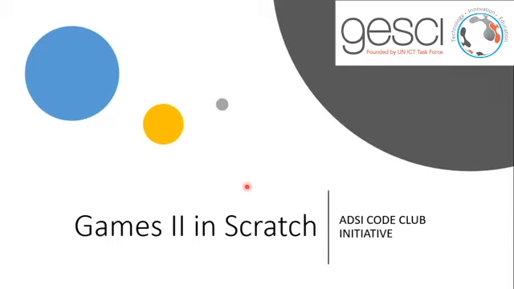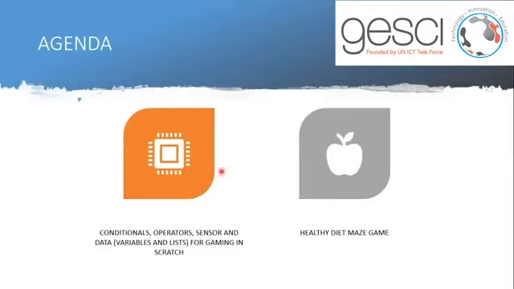Before we go into the game, I'm going to go back and do a brief review. Yesterday we looked at the control blocks that help us implement the different conditions we want in our game. We also looked at the operator blocks, the sensor blocks, and variables and lists in Scratch, and the different types of blocks found in all these categories. Today we're going to use some of them, not all of them, in the game that I've prepared to demonstrate to you. So let us look at it.